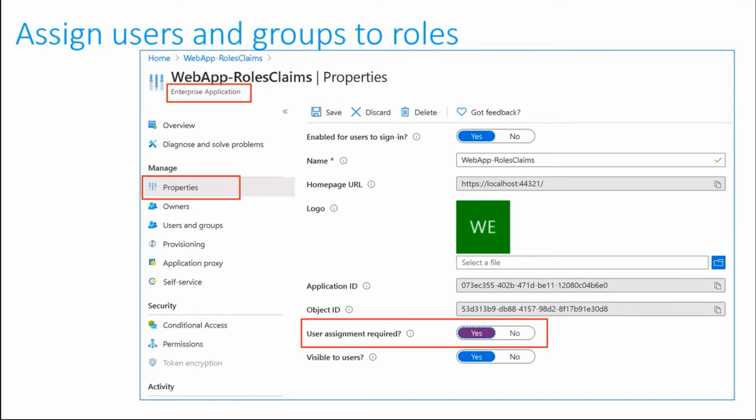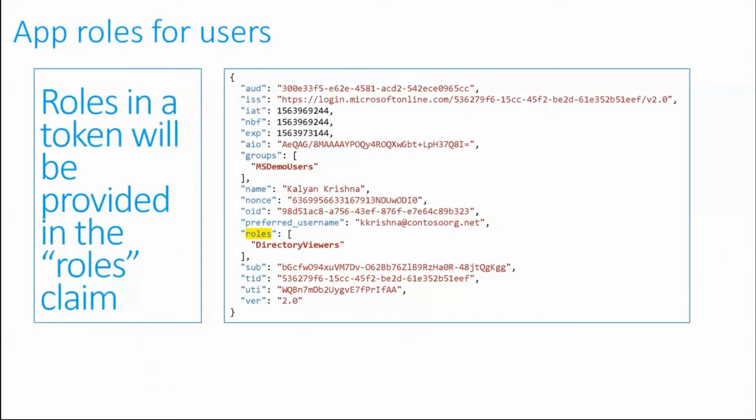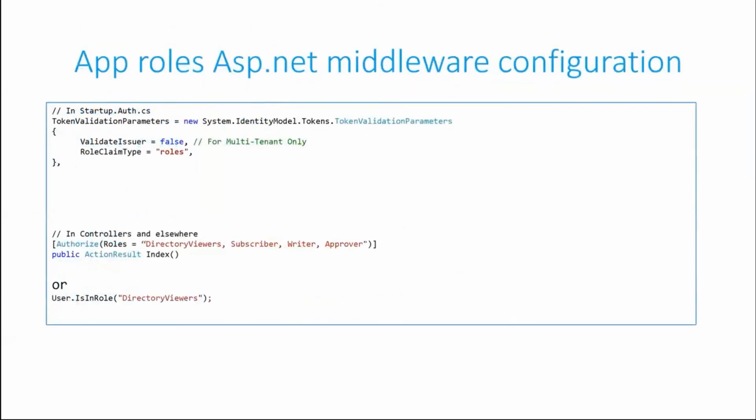For that, you need to switch on the user assignment required flag to ensure that all other users in the tenant are not able to sign in, and thus your application can work with the certainty that all the users who are signing in and presenting themselves to your app have the app roles available in their tokens as well. The roles, if you know how to look into a token, would be available in a claim called roles. And in this case, the user is a member of the directory viewers role, and thus their token actually has that available here.